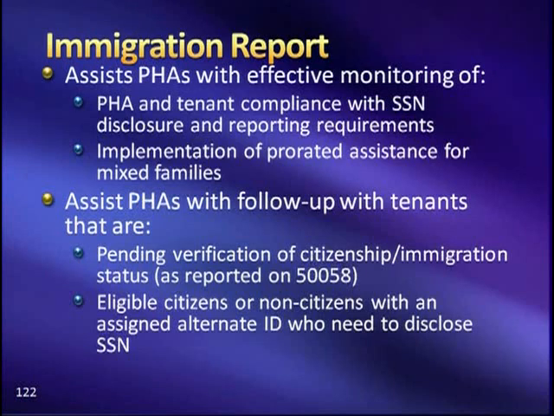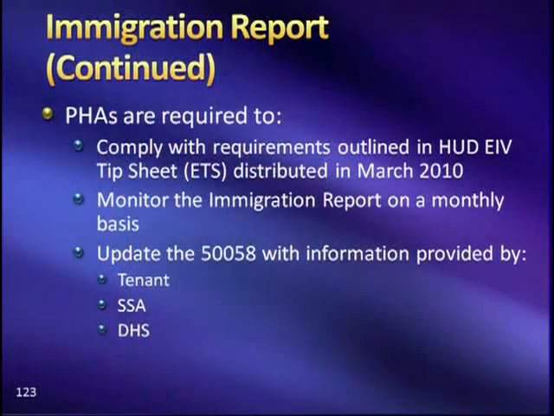And then we also want to make sure that your eligible citizens or non-citizens with an assigned alternate ID disclose a valid Social Security number. With that said, housing authorities are required to comply with the requirements outlined in the HUD-EIV tip sheet, which was distributed in March 2010. That tip sheet is posted on the HUD web pages under the EIV Training and Technical Assistance web page. I am going to be updating this tip sheet because there have been a couple of changes at Homeland Security with respect to immigration, and I will be updating that accordingly within the next couple of months.